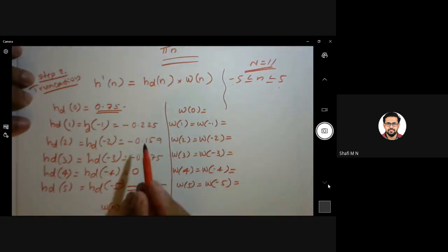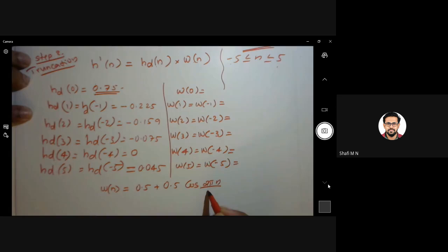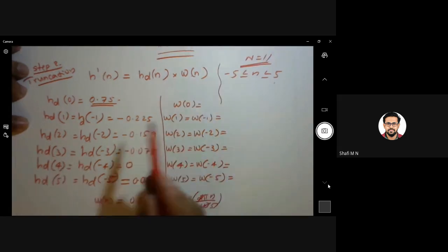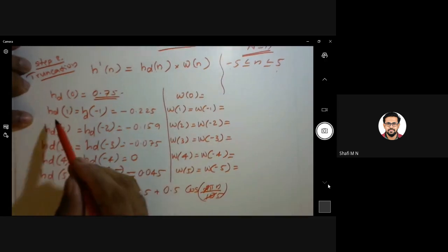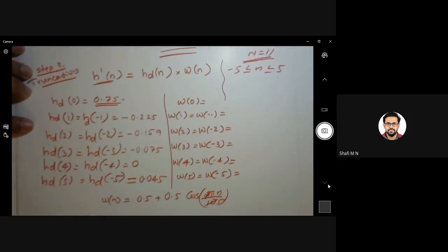But you are asked to use the Hanning window. That means 0.5 plus 0.5 cos 2 pi n by n minus 1. n minus 1 is 10, right? So 2 by 10, so this is pi by 5. So you have to use this equation to find w of 0, w of 1, all the window elements. Then you have to multiply this. Then only you can find your h dash of n truncated sequence. Pretty clear? If you have any doubts, you can ask. Clear?